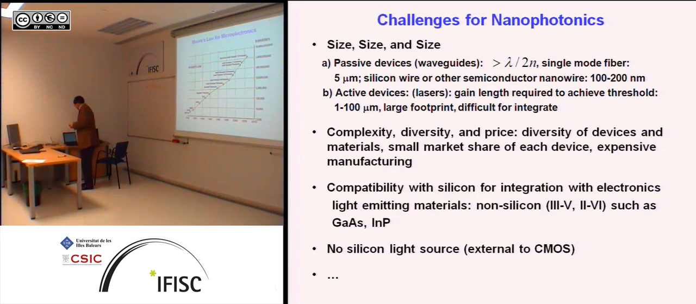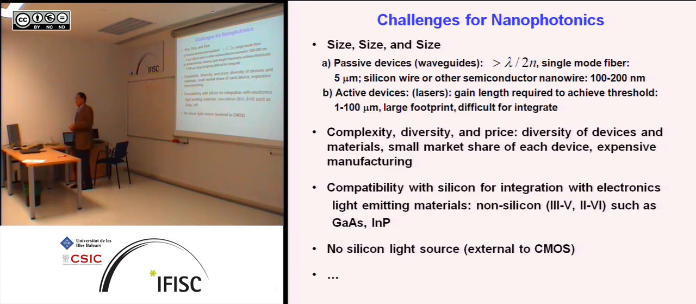So there are, of course, a lot of issues why we cannot do as well as microelectronics. But one of the key issues actually is the size. For passive devices, optical devices like waveguides, we know that we are always limited by the half medium wavelengths. For example, for single mode fiber, we're talking about a few microns to 10 microns. For active devices, we're limited not only by wavelengths, but also by the amount of gain that is required. So it's wavelengths and gain.